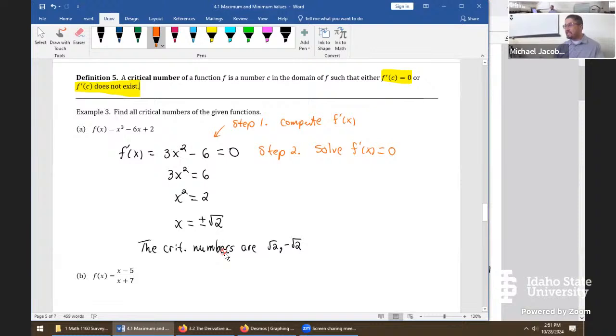It turns out some of the best applications of the derivative in calculus is optimization, maximization, or minimization. And whenever we're optimizing, this is step 1, compute f prime of x. Step 2, set it equal to 0. So we'll be doing that tons and tons in chapter 4. And we'll try it again in part B.